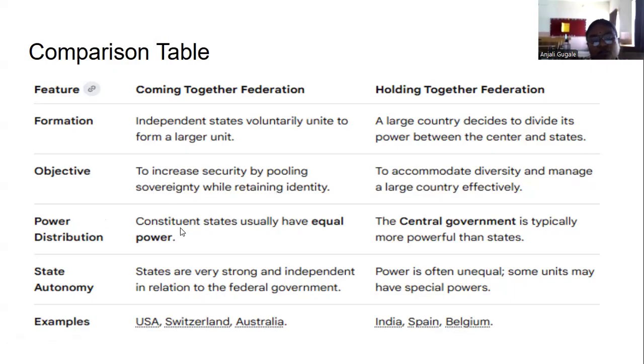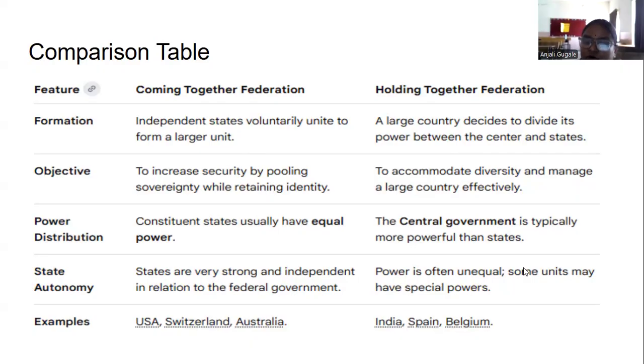So power distribution, the third point: constituent states usually have equal power in a coming together federation. Whereas in a holding together federation, the central government is typically more powerful and all states don't have equal powers. Some states have special powers while the others do not have that kind of power. In the holding together federation, the central government is typically more powerful than the states, whereas this is not the case in a coming together federation.